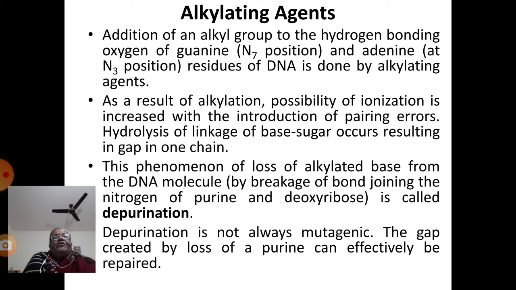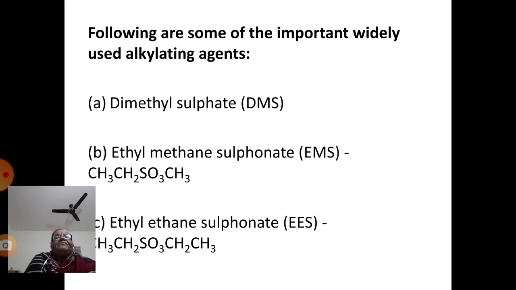So depurination is not always mutagenic. The gap created by the loss of a purine can effectively be repaired. Then these are some of the alkylating agents: DMS, dimethyl sulfate, then EMS, ethyl methane sulfonate, then EES, ethyl ethane sulfonate.